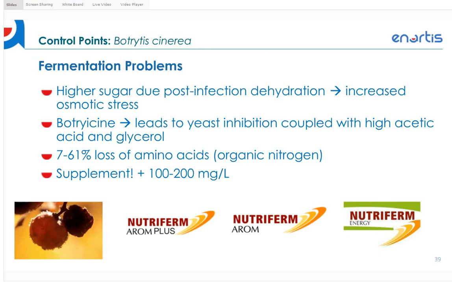And due to the berry shrivel and dehydration process associated with botrytis, there is an increase in sugar, which can increase osmotic stress for yeast too. So this is important to manage at reception. And you can utilize different fining techniques like cellulose or yeast hulls to help remove some of these toxins that are associated with botrytis.